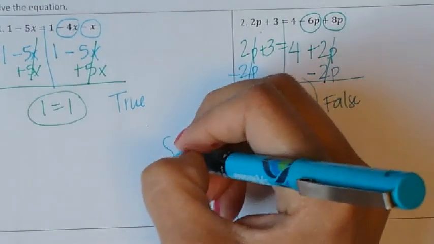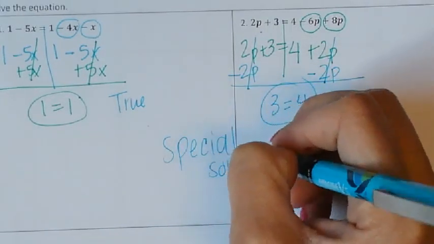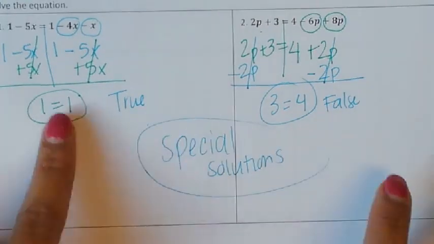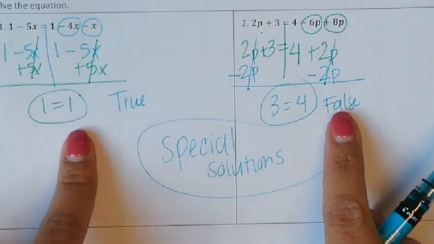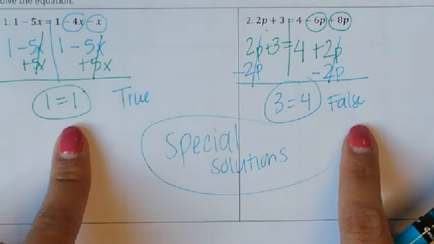So these two are something called special solutions. So it doesn't have an actual solution. We cannot solve for x in either, and you're going to see that it differs when it's a true statement and when it's a false statement. Okay?